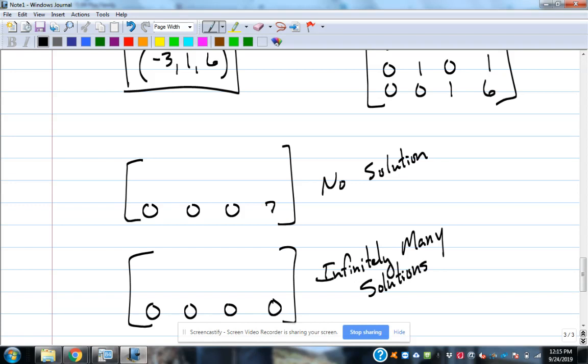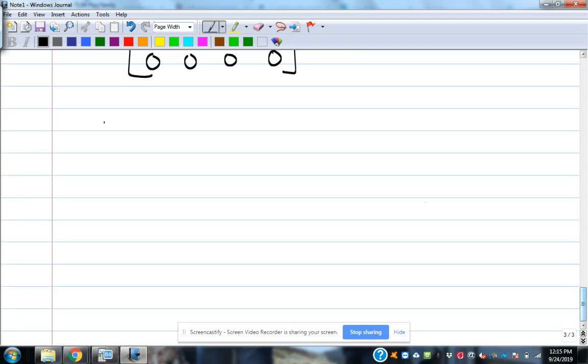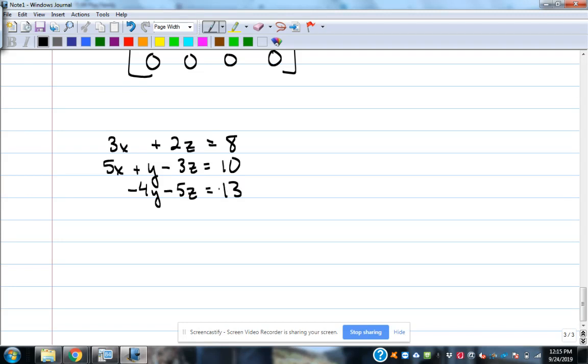One other thing that comes up is if you had a system that maybe was 3x plus 2z is equal to 8, and then the second equation was 5x plus y minus 3z is equal to 10, and the third equation was negative 4y minus 5z is equal to 13. What do we put in for the matrix on that? All right, so the first row, what's the first row of the matrix going to be? 3, 0, 2, and 8. Because what's missing? The y.